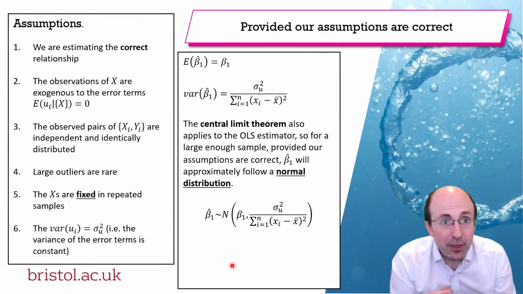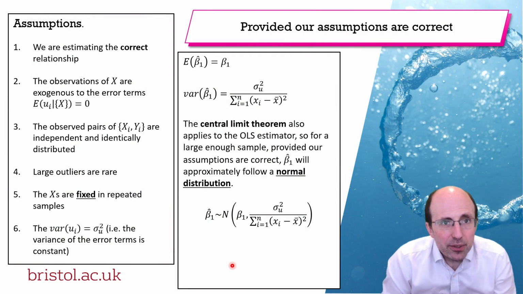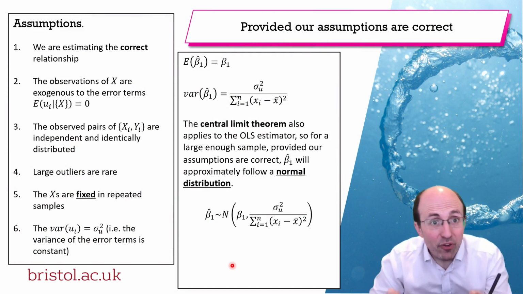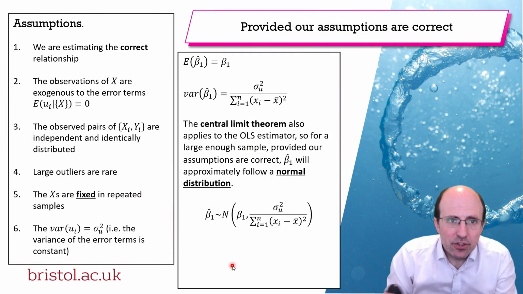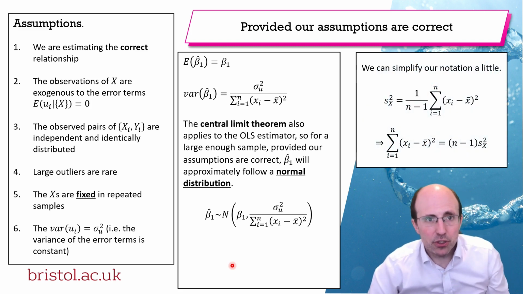So now we've talked about the distribution of the beta 1 hat, we might want to think about how we can get more efficient or lower variance estimates. And to do that, let's think about what the variance looks like.